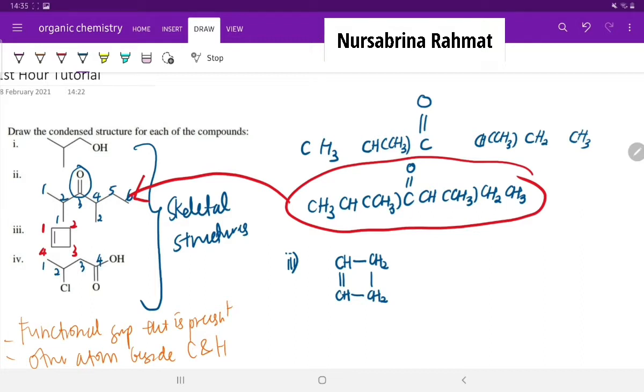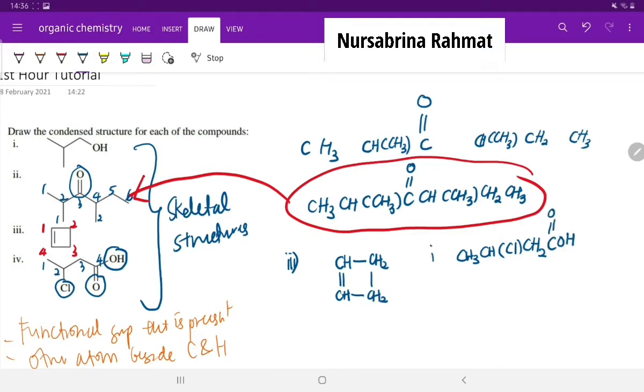For the fourth compound, 4 carbons make up the backbone, with functional groups of OH at C double bond O, and Cl. For the first carbon we have CH3. The second carbon we have CH with a side chain of Cl, so you can put Cl in brackets. Then for the third carbon we have CH2. For the fourth carbon we have C double bond O, OH.